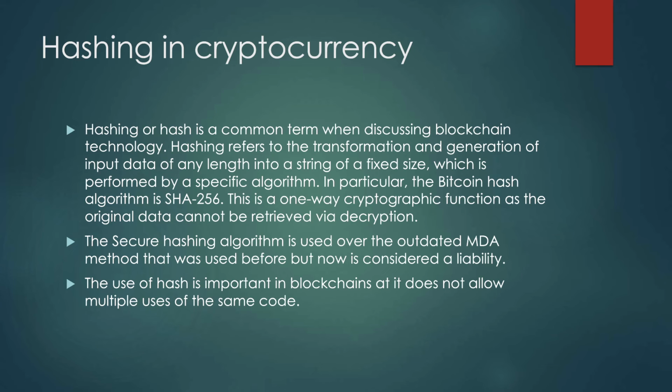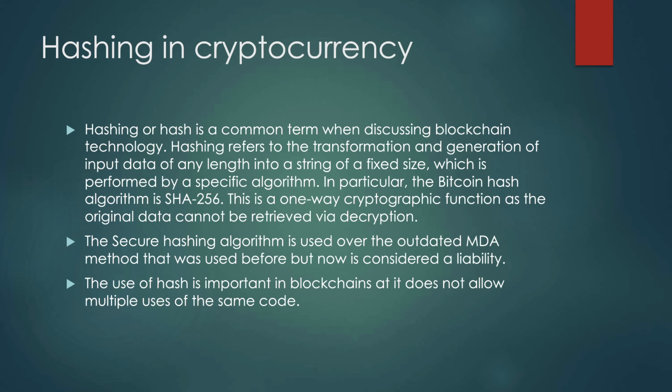Now, obviously the most popular use of a hashing algorithm is in cryptocurrency. Hash is a common term when discussing blockchain technology. Hashing refers to the transformation and generation of input data of any length into a string of a fixed size, which is performed by a specific algorithm, which is basically what we just spoke about for the last 8 minutes.